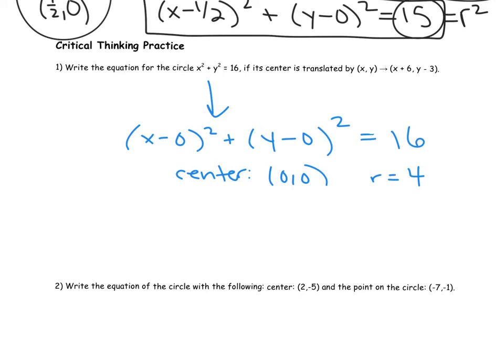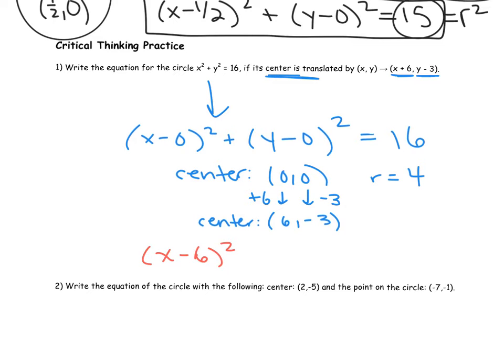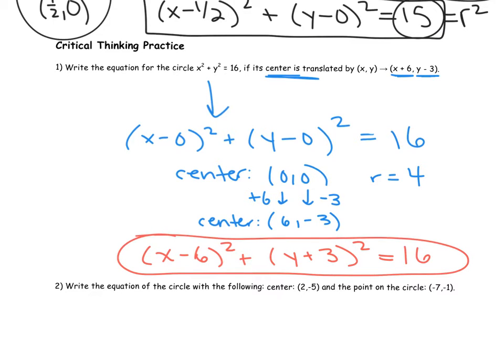All right, and we want to translate the center to the right by 6 and then down by 3. So this is going to go right by 6, down by 3. So my new center will be at (6, -3). If that's my new center, let's write that new equation. This should be pretty straightforward. We'll have (x - 6)² + (y + 3)² = 16. So there you have it. There's your new equation. Nothing too complicated.